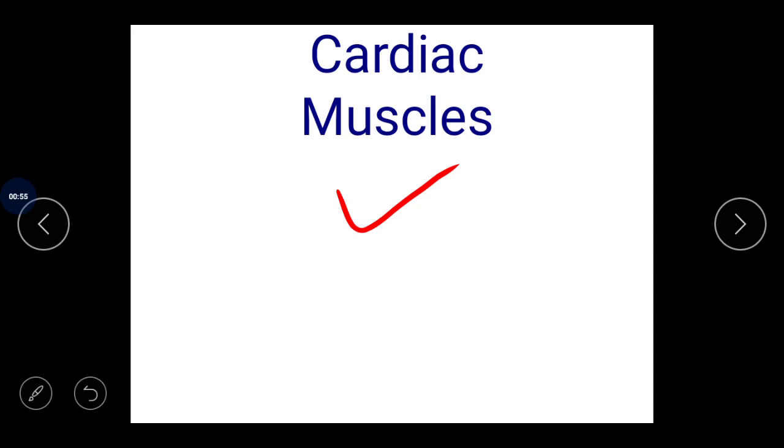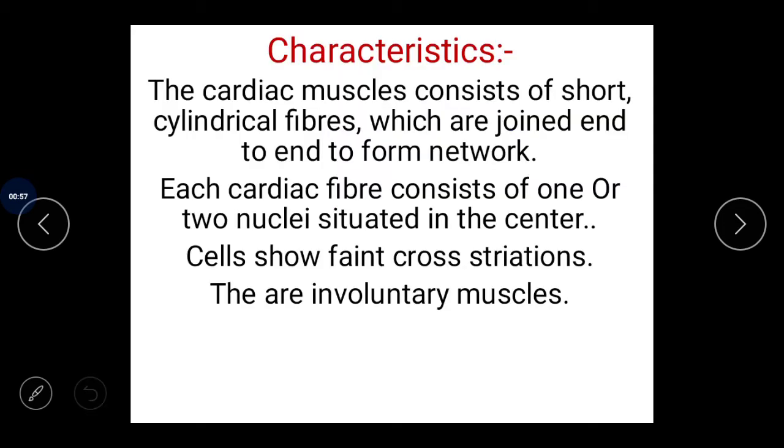Okay, cardiac muscles. Now what are the features of cardiac muscles? In the previous types, I told you about the features. We call them voluntary, and we call them skeletal because they are attached to the bones, and they are called striated muscles because they do have striations, whereas the unstriated muscles do not have striations. They do not possess alternate light and dark bands.